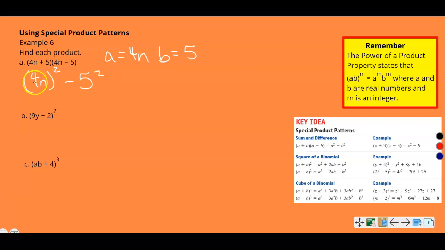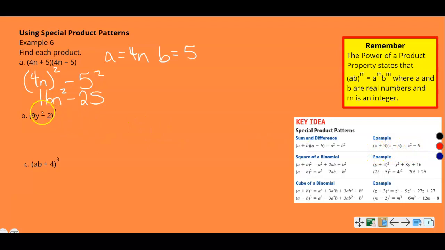All right, when you have 4n squared, make sure you multiply both the 4 and n by itself, because this is in parentheses, so when you square it, you're squaring both the number and the variable. So it's going to be 16n squared minus, and 5 squared is 25. So to multiply these two binomials, sum and difference, this is what you would get, 16n squared minus 25, and you can see the example here as well.